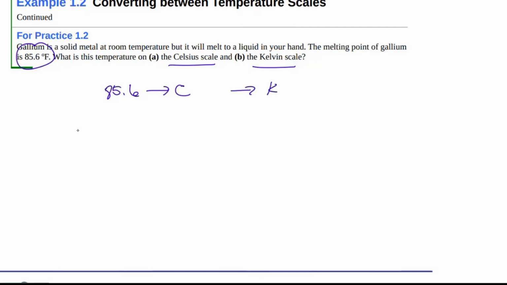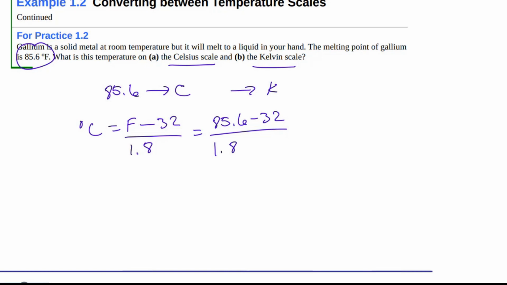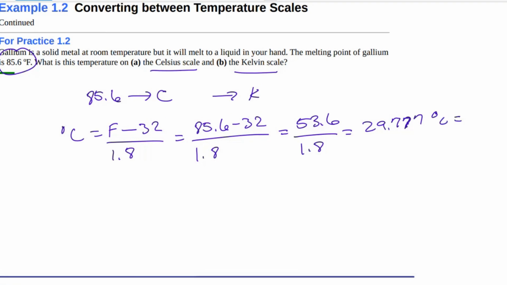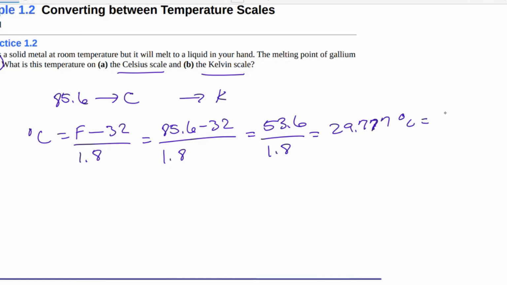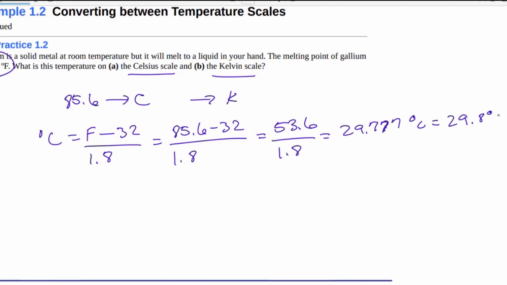Okay, so we learned that degrees C is equal to degrees Fahrenheit minus 32 over 1.8, which is equal to 85.6 minus 32 divided by 1.8, which is equal to 53.6 divided by 1.8, which is equal to 29.777 degrees C. And I need to round that to 3 significant figures, which we didn't really talk about yet, but we'll get to that later. So that's 29.8 degrees C.